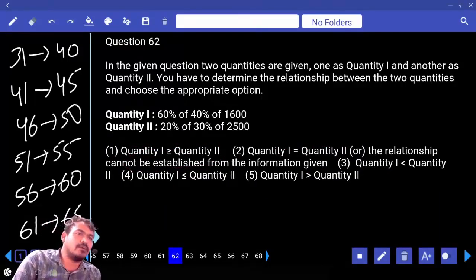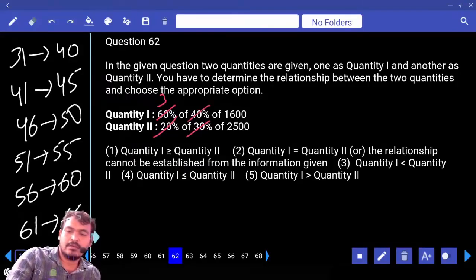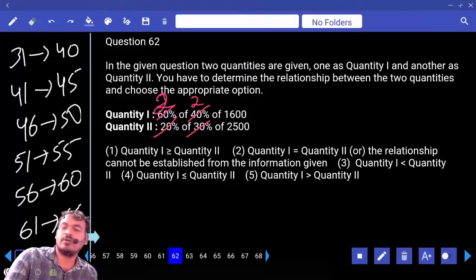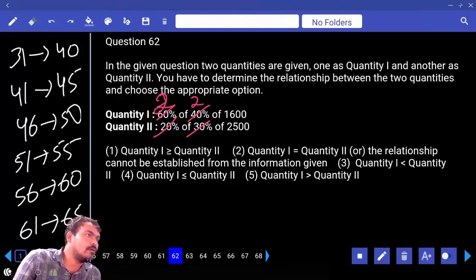Will comparison be required or not? Comparison is nothing but ratio. 20 is how many times 60? 3 times. 30 is how many times 60? 2 times. 20 is how many times 40? 2 times. Okay.